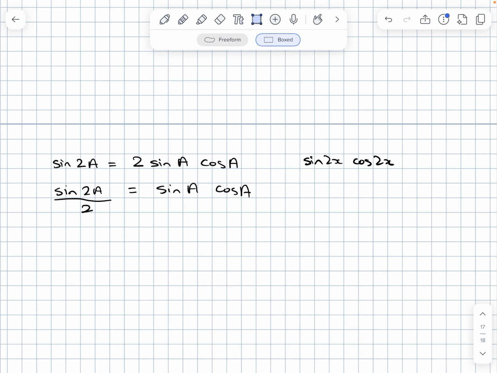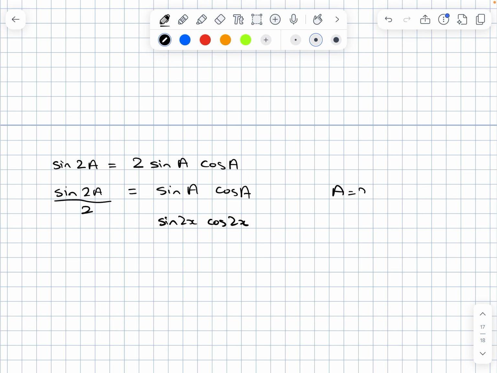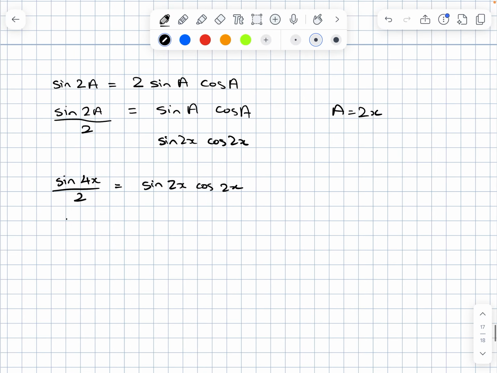Now in my case, I've got sine 2x cos 2x, which means that a must be equal to 2x. That means that sine of 2a, well, if a is 2x, then 2a will be 4x over 2 is equal to sine 2x cos 2x. So now I can integrate. I'm integrating sine 4x over 2 instead of integrating sine 2x cos 2x.